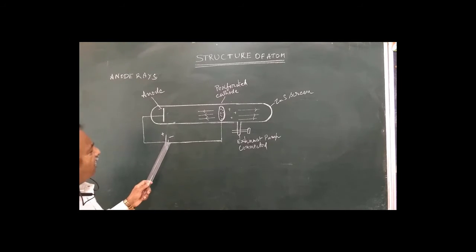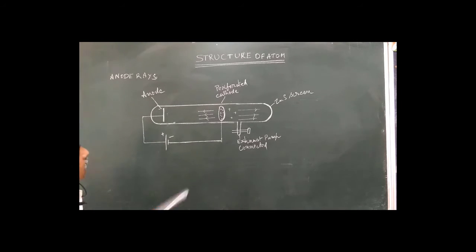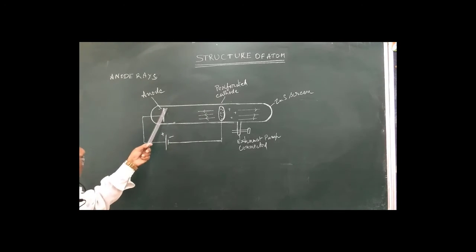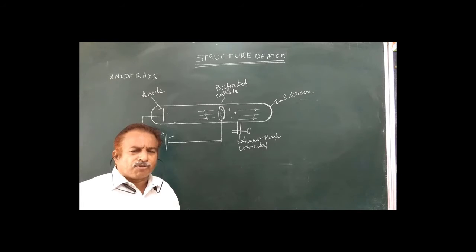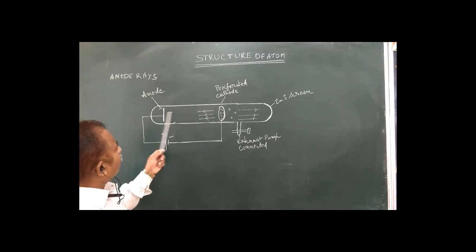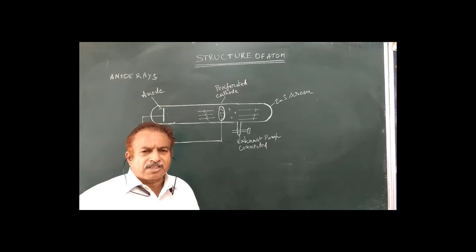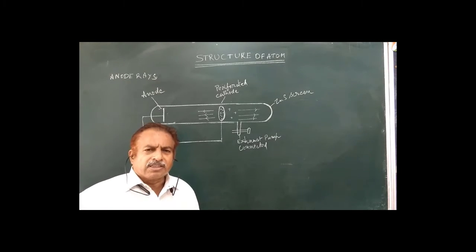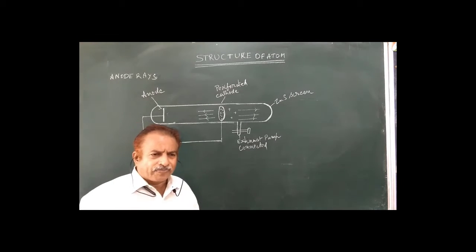When high voltage is applied between anode and cathode, cathode rays are produced and they travel towards the anode. On the cathode and on the glass tube, zinc sulfide is coated, therefore that becomes a fluorescent screen. As these rays fall on the anode, behind the anode, scintillations are observed. By observing these scintillations, we know that the cathode rays are produced from the cathode and they travel towards the anode.